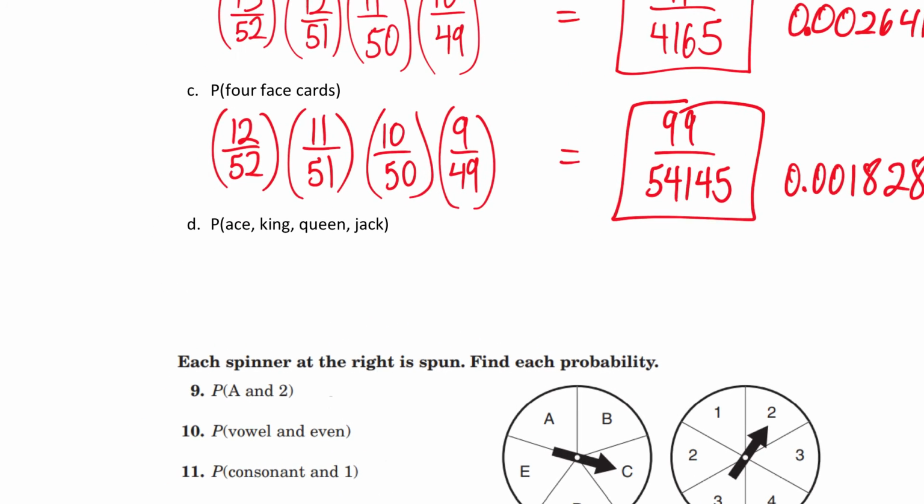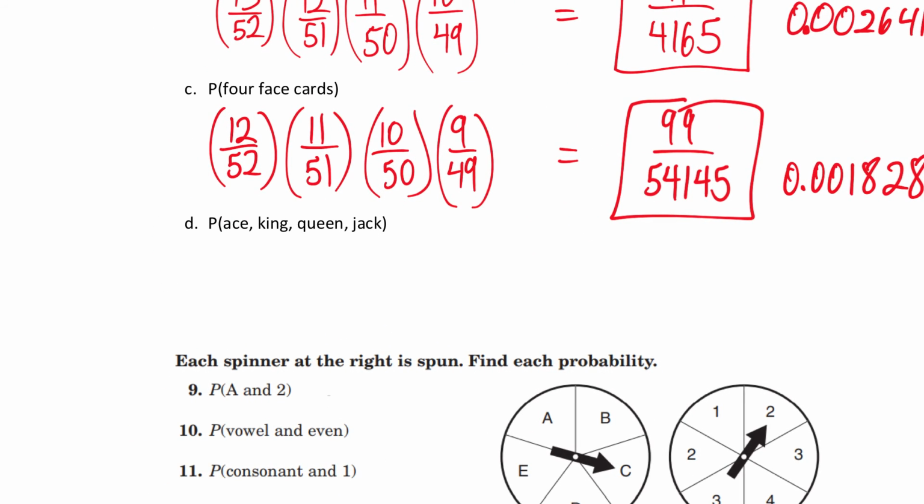Okay, now this last one. Probability of getting an ace, a king, queen, and jack. So what's the probability of getting an ace in the first card? 4 out of 52. Now, what's the probability of getting a king on the second one? 4 out of 51, because if you choose an ace out, does that affect getting a king the second time? No, it still is 4 kings left.